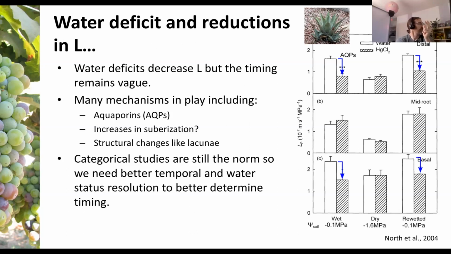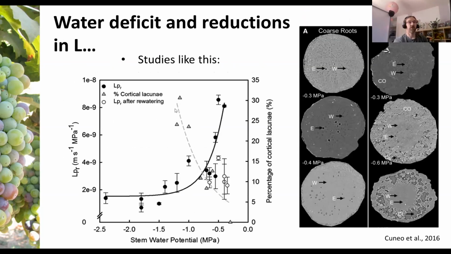But in general, we need to get away from having categorical treatments and move towards other ways of looking at data. This is one of these Cuneo studies, where instead of categories, we can look across a whole range of water potentials. And then we can start to understand a dynamic. In this case, the work was focused on these gaps in the cortex.